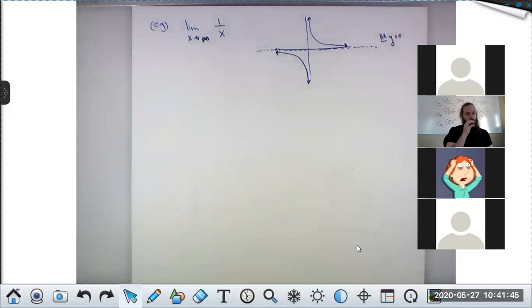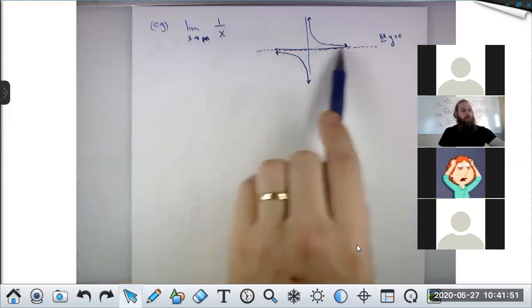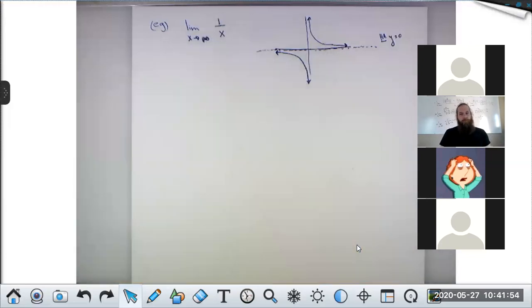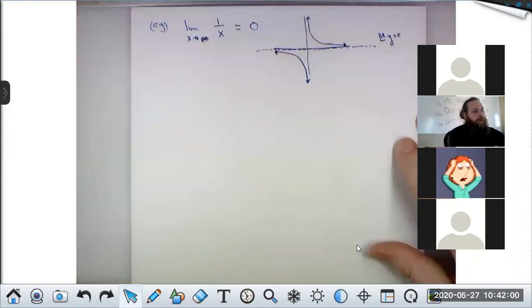You said closer to positive infinity? So as I send x to positive infinity, what are the y values? What is 1 over x doing? 0. Yeah, it's going to 0, right? Because we have that horizontal asymptote, y equals 0.